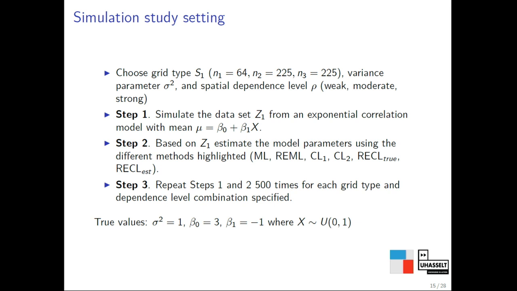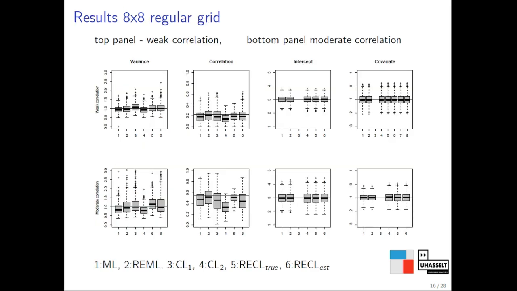And then based on the simulated data, you estimate the parameters using the different methods: maximum likelihood, restricted maximum likelihood, the differences method, the pairwise, and this restricted composite likelihood with the true correlation parameter and with the estimated parameter. And we repeat this 500 times for each grid type and dependence level specified. So these are some of the results.